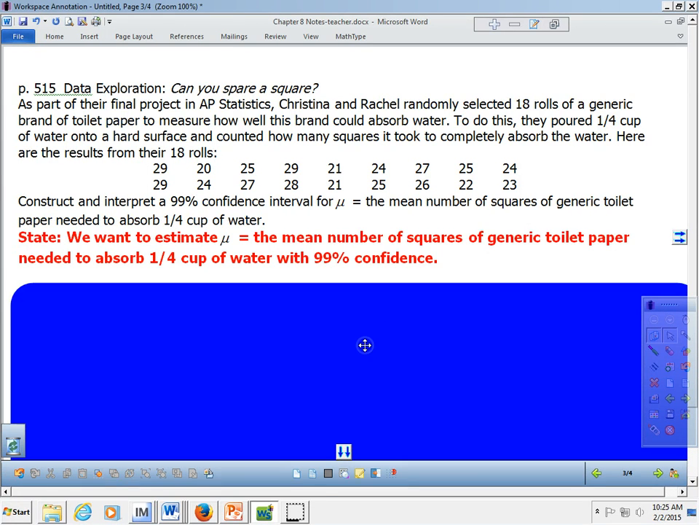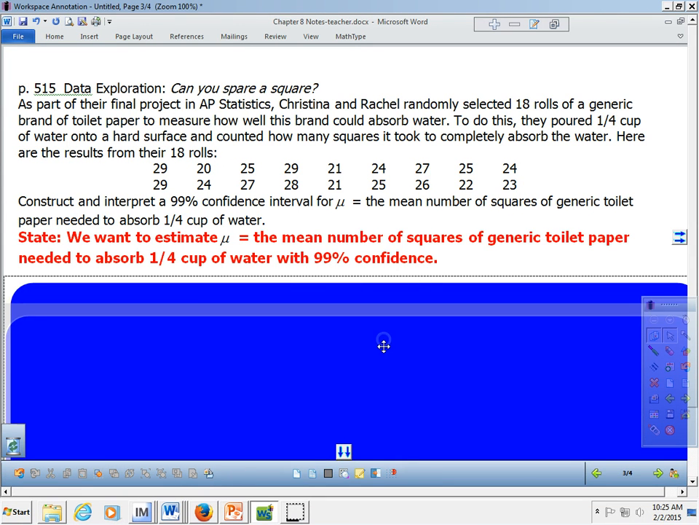Okay, and so the first one, state, what do we want to do? We want to estimate mu, the mean number of squares of generic toilet paper needed to absorb a quarter cup of water with 99% confidence. And we need to be that specific. Generic toilet paper needed to absorb a quarter cup of water. And then obviously our confidence level needs to be there, 99% confidence.